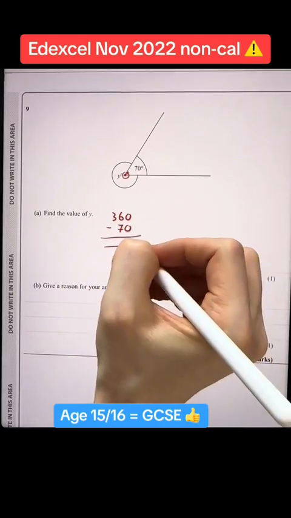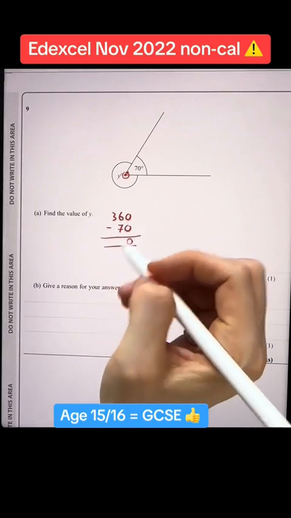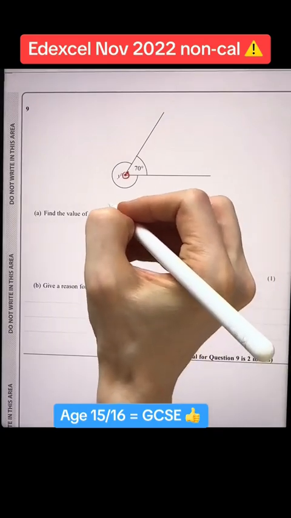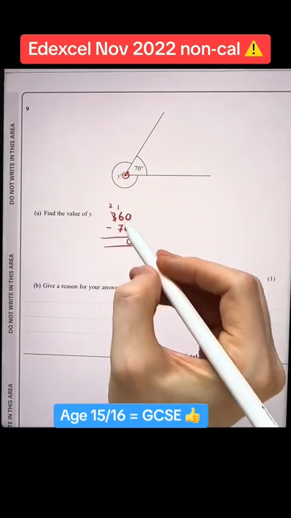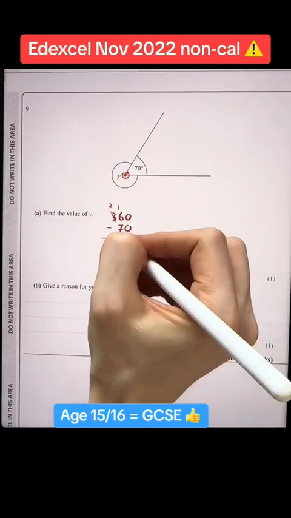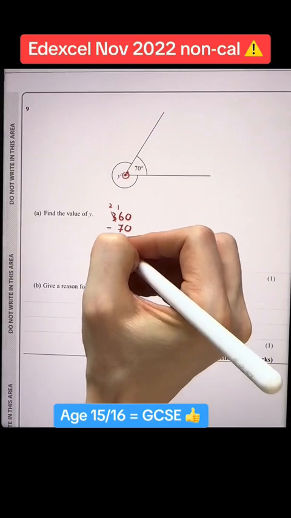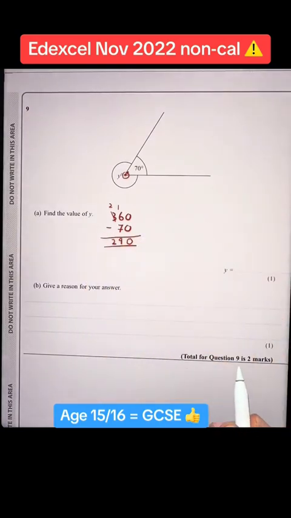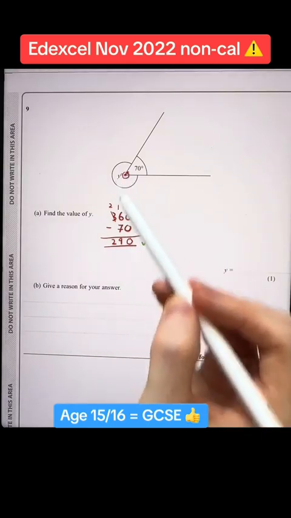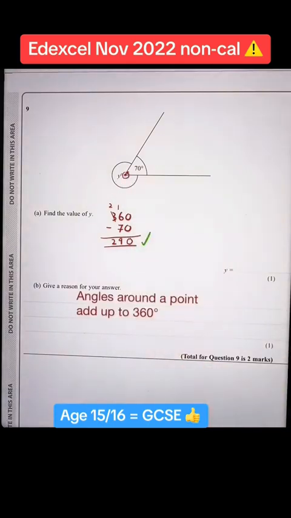0 subtract 0 gives us 0. I can't subtract 7 from 6, so I borrow from its neighbour. So 3 drops to 2, and I carry the 1. 16 subtract 7 gives us 9, and 2 subtract 0 gives us 2. Hence, y is 290. Give a reason for your answer. Well, you know that angles around a point always add up to 360 degrees.